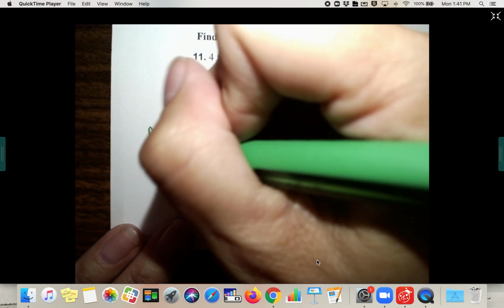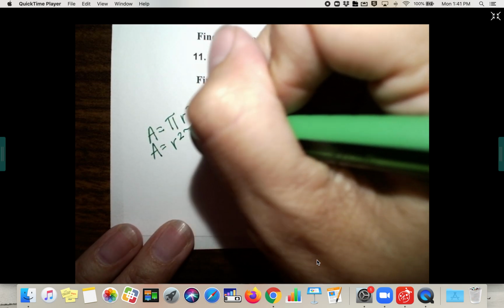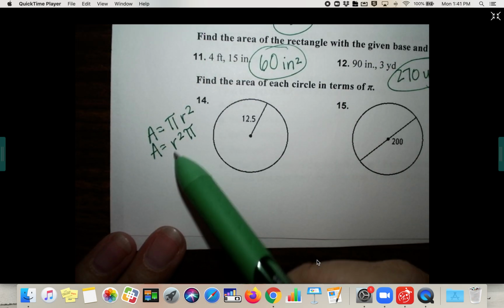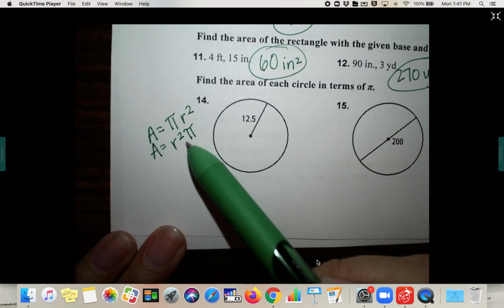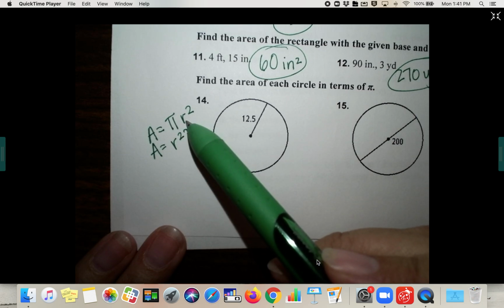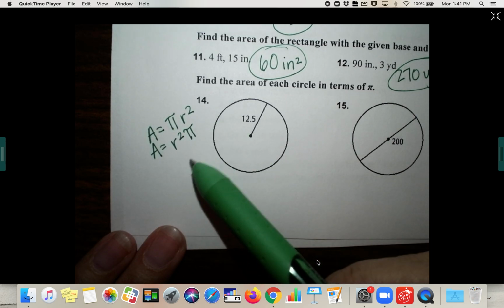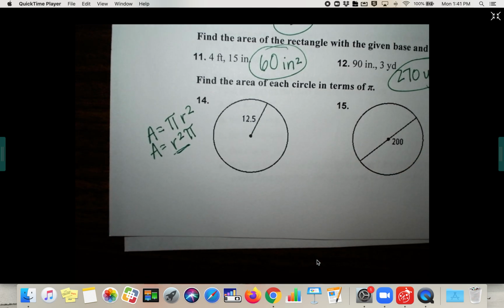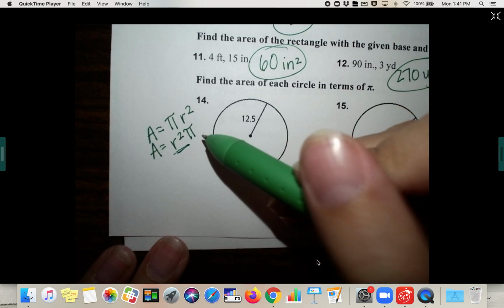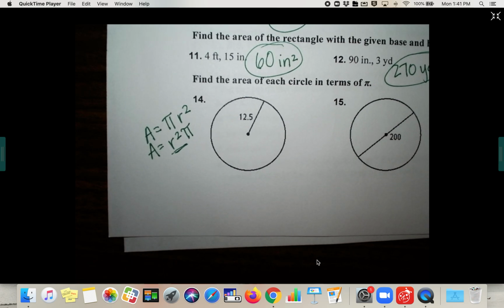In fact, I wish they would have written the formula for everyone to memorize as radius squared pi instead of pi radius squared, because you need to do order of operations. If you don't square it first, if you do pi times radius and then square the whole thing, you'll be wrong. So always do order of operations. We're going to square the radius first and then multiply it by pi.